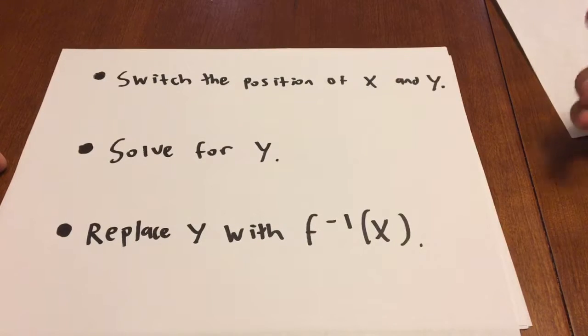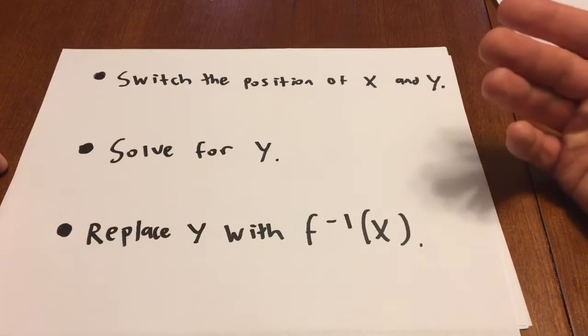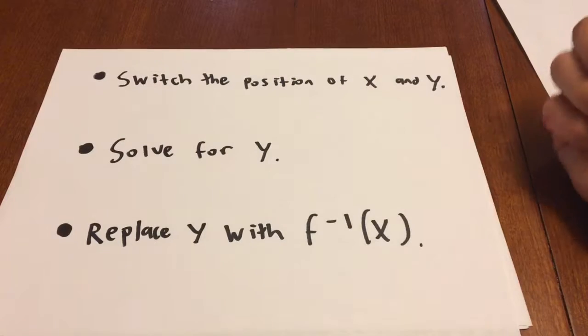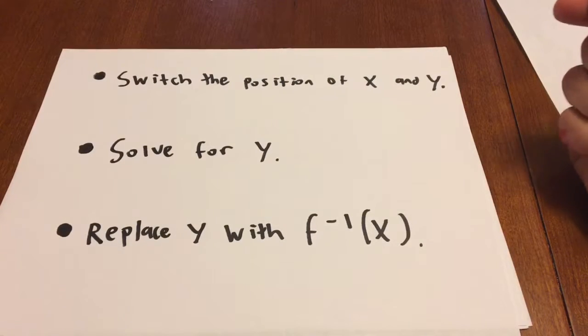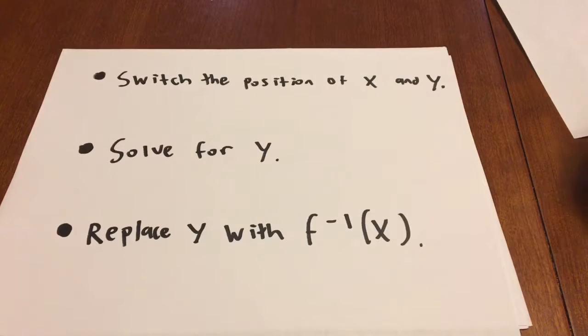First, you want to switch the position of x and y. Next, solve for y, and then you want to replace y with f of negative 1 of x. And that is basically the standard form on how you write inverse function equations.